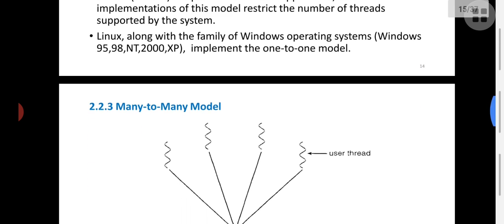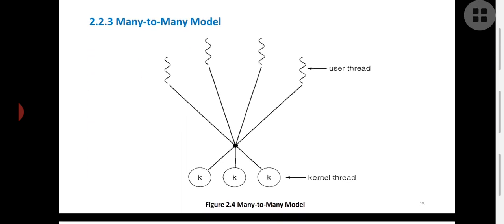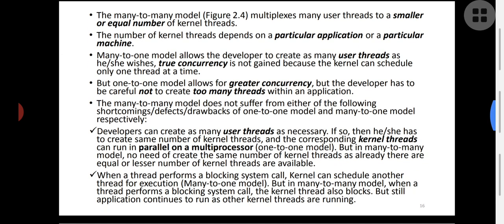Then the many-to-many model, or many-to-many relationship. Here n number of user threads are there, and a lesser number of kernel threads may be present, or else the same number of kernel threads may be present. Because of that it is called the many-to-many model. So if there are n user threads, at the kernel level there may be n or an equal number of kernel threads, or else a lesser number. This model maps or multiplexes many user threads to a smaller or equal number of kernel threads.